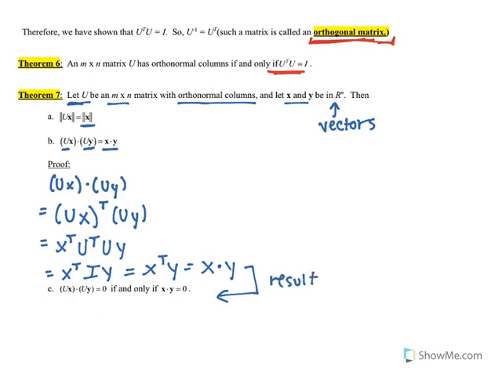Okay, and as a result, this is connected. Because this is true, if I dot those two things together and I get 0, that will only happen if the dot product of x and y is 0. And that's it for today.